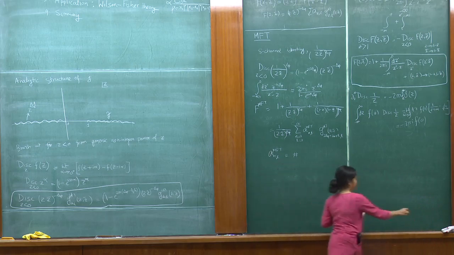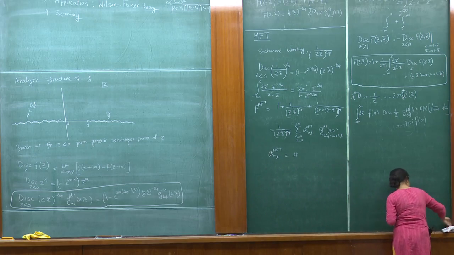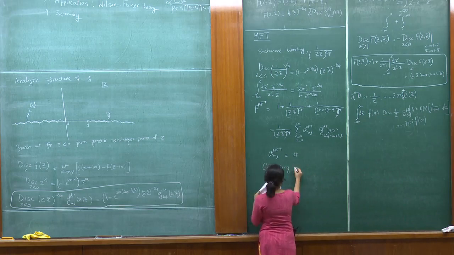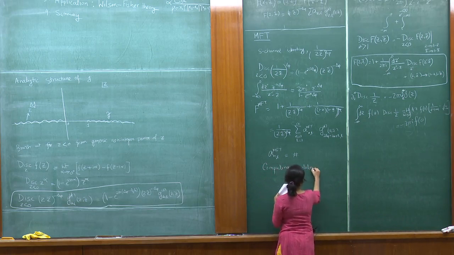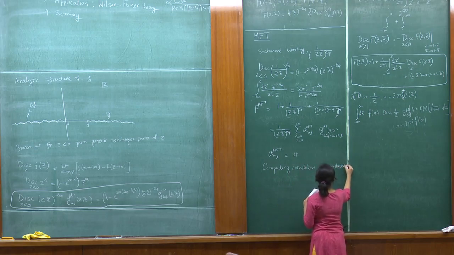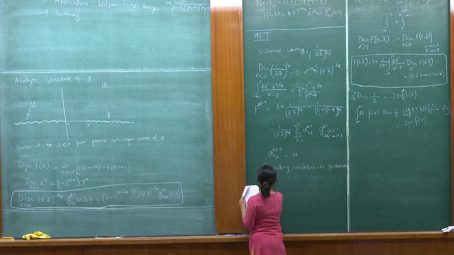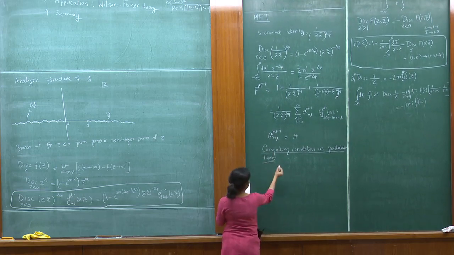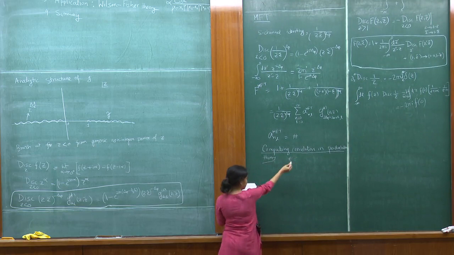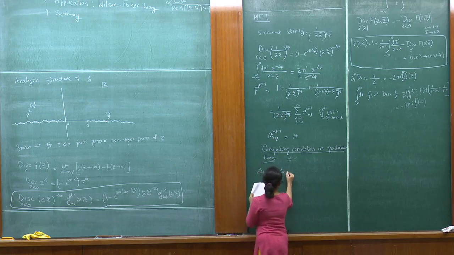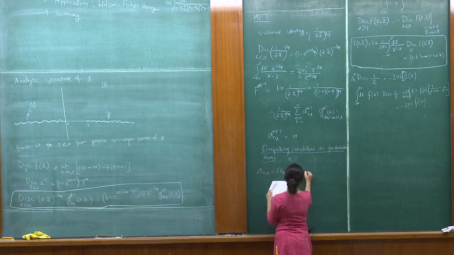So, computing correlators in perturbation theory. We expand the CFT data in terms of an expansion parameter, say epsilon. This can be anything. So we expand the dimension, which is the bare dimension plus corrections.